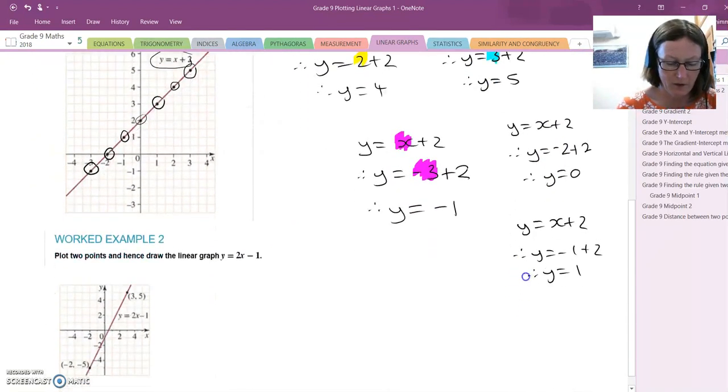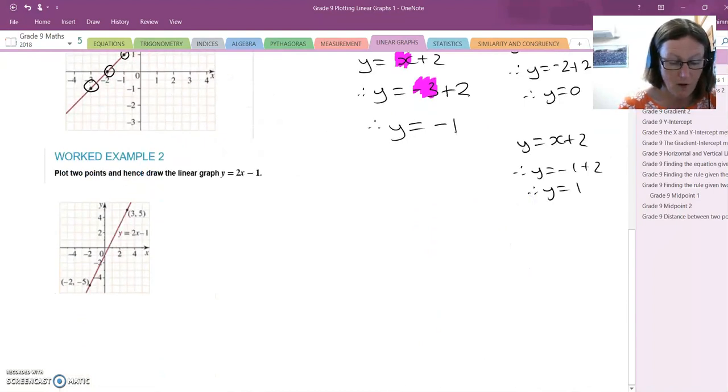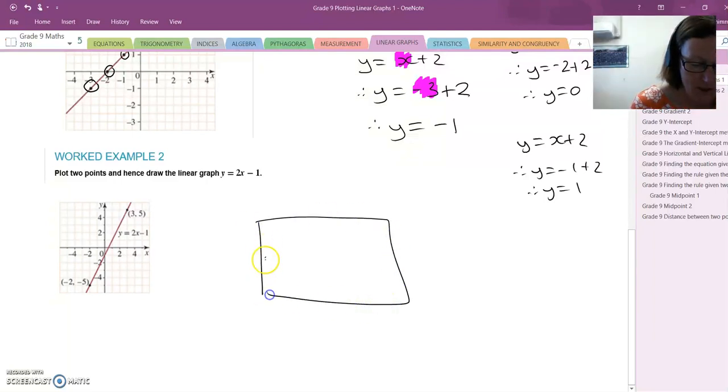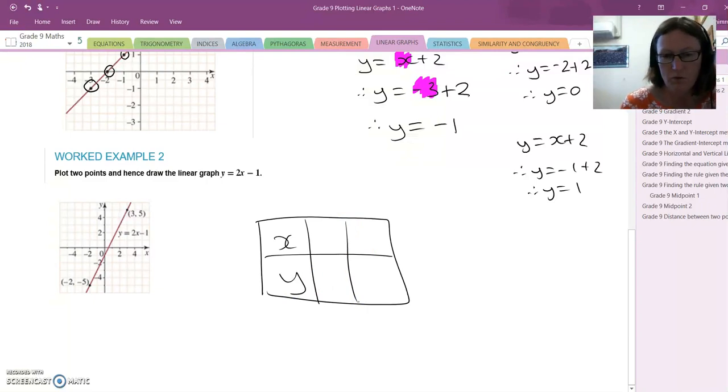Okay, let's look at our next worked example. Plot 2 points and hence draw the graph y equals 2x minus 1. So it says we only have to choose 2 x values. So in my table, x and y, we can choose 2 x values. So we'll do what the textbook's done. Let's choose when x is -2 and when x is 3. Just randomly chosen 2. Here's my rule.